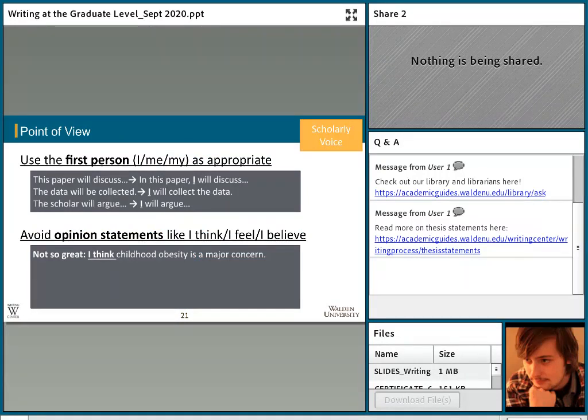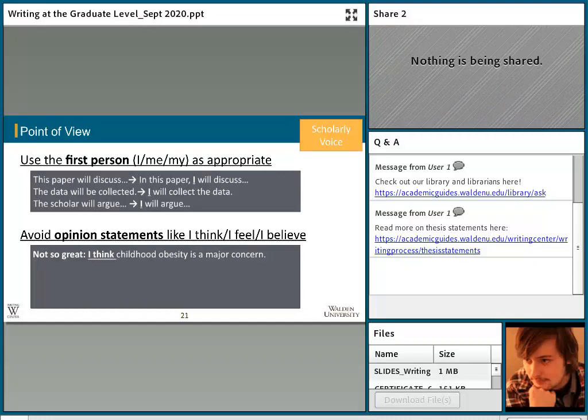Point of view, use of the first person in APA style is appropriate, and here are some examples of how that can come up, how that can be presented. Instead of saying "this paper will discuss," you could say something like "in this paper I will discuss," right? So there we have getting rid of an anthropomorphism. "The data will be collected." Instead, you could say "I will collect the data." "The scholar will argue." Instead, you could say "I will argue."